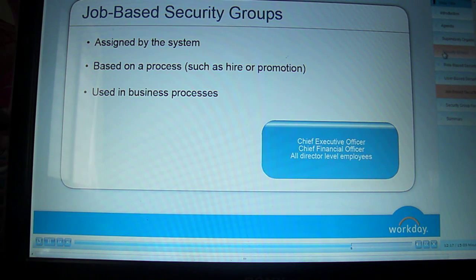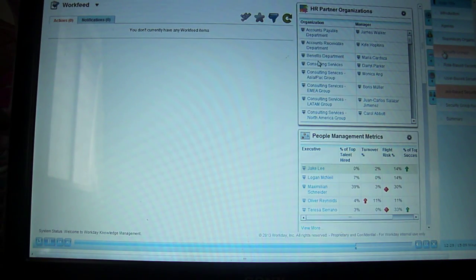Job-based security access stays with the job. When the person in that job moves to another position, the incoming person will immediately have access associated with the job-based security group. Roles and security are closely linked in Workday. Your role as HR partner determines what tasks you can do and what information you can see.